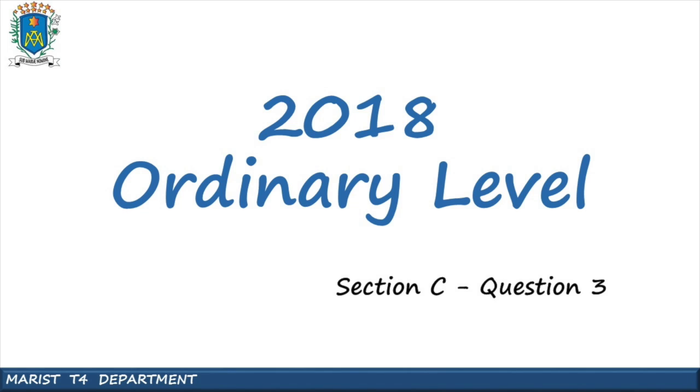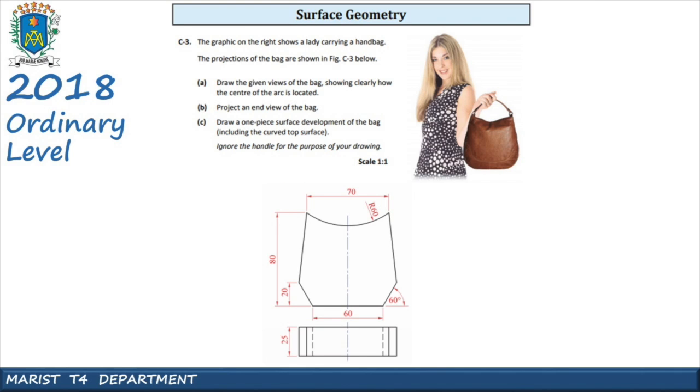Hi all, in this video we're going to look at the 2018 Ordinary Level DCG Surface Geometry question. That is the Section C question 3. This is the question of the handbag that we're going to look at. Just make sure we note on the question that the handbag has a lid, which is the curved surface on the top. So let's get started.